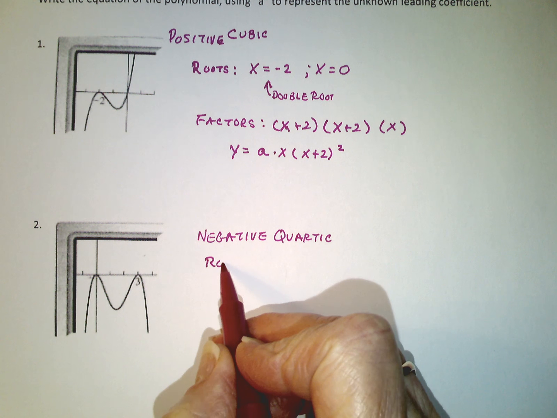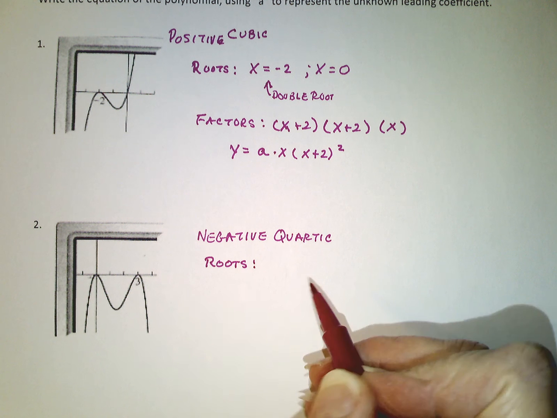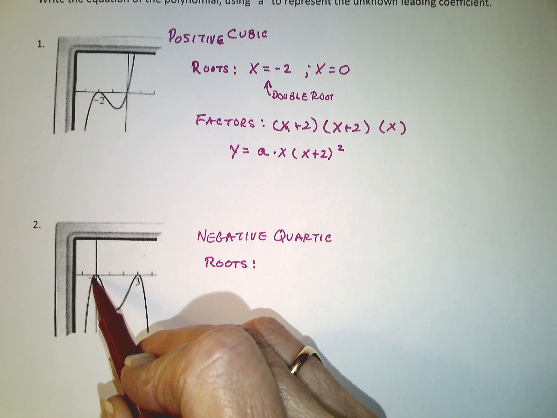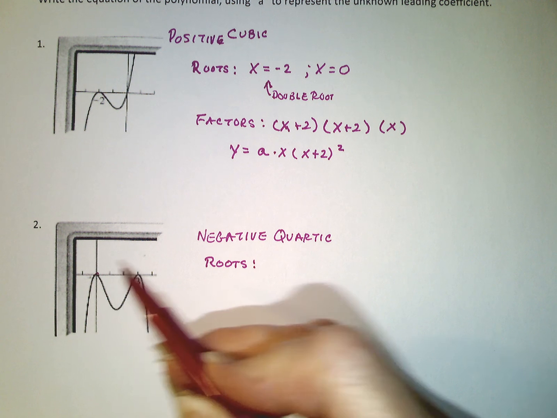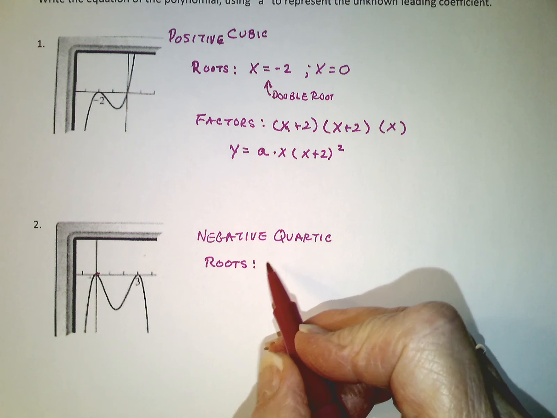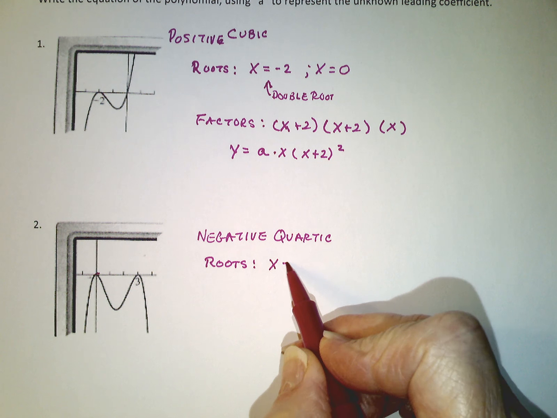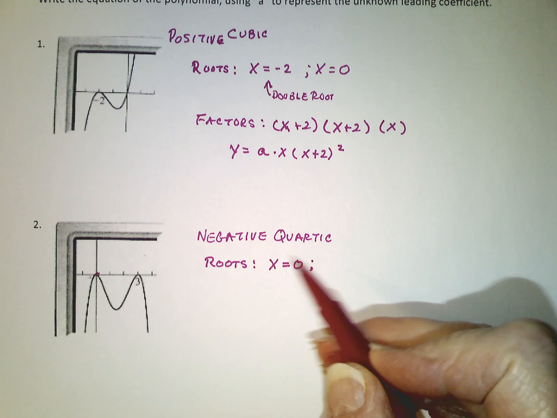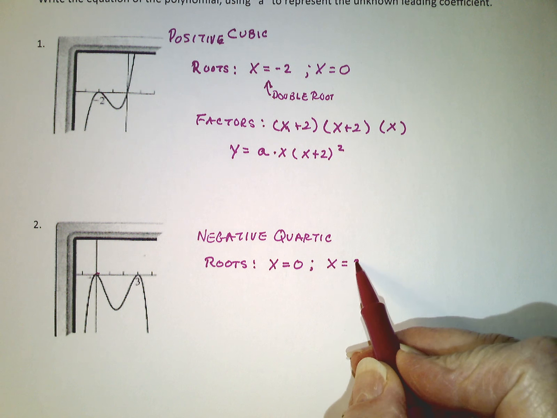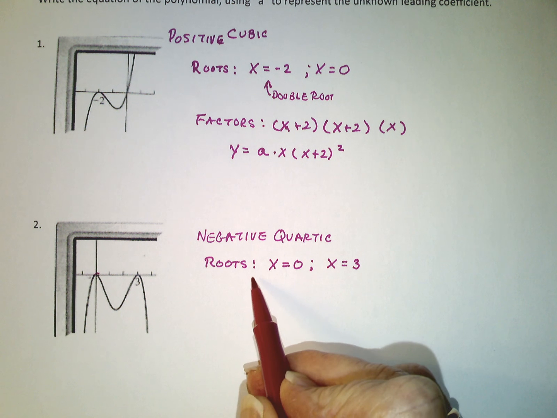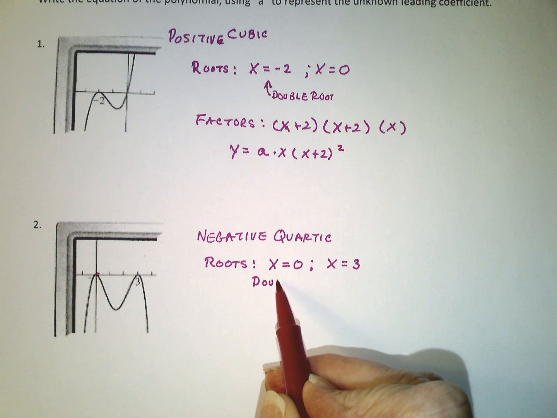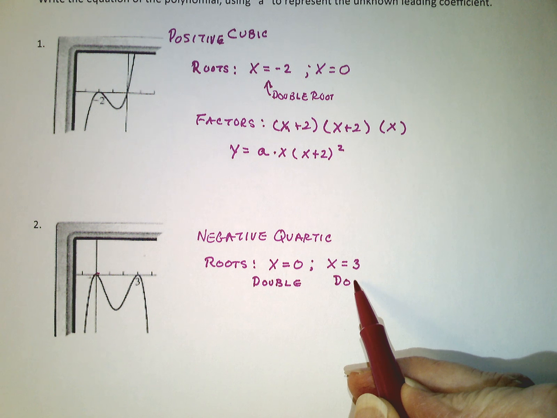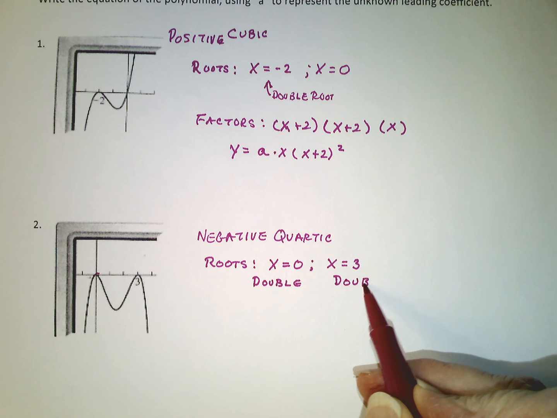Roots. Well, this graph here's got a tangent to the x-axis, so there's an x-intercept there at x equals 0. And it just touches again at x equals 3. And they're both double because it is tangent to the x-axis. It bounces there at both 0 and 3.